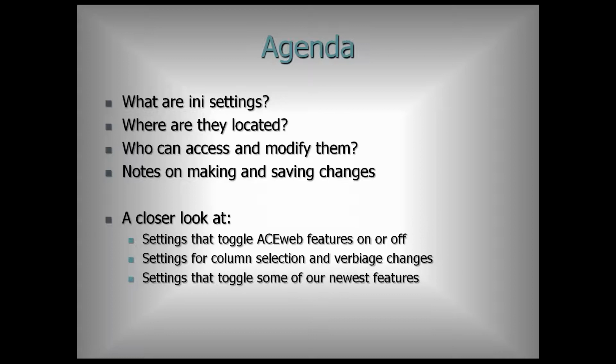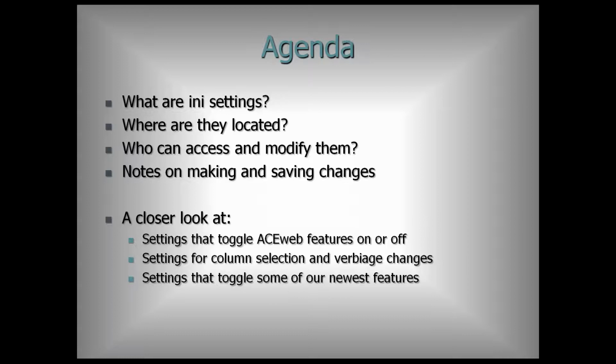And then for our meat and potatoes, we're going to take a close look at some of our favorites, including some that are grouped by feature settings. So these are ones that will turn a feature or a function of ACEweb on or off. We're going to look at a few that change what columns or fields show up in different areas on ACEweb, as well as ones that can change some of that text and verbiage. And then finally, we'll wrap up with a couple that are some of our biggest, coolest, newest features that if you're not aware of, there are INI settings that directly control enabling or disabling those.